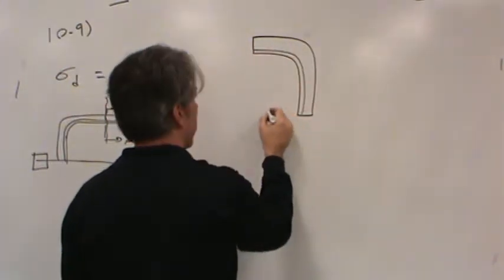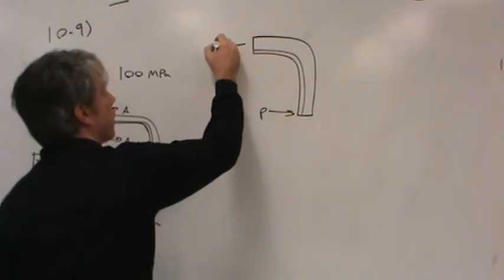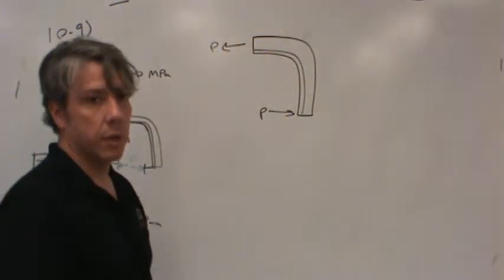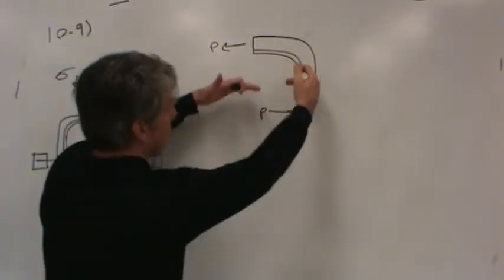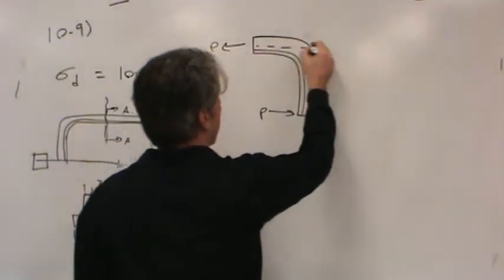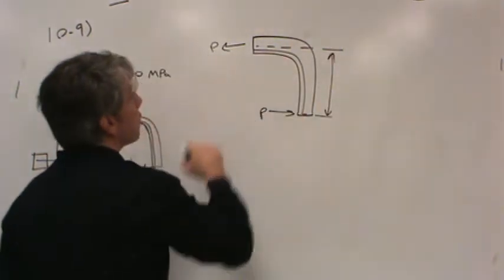We've got essentially a load P here. Well, then we must have a load P like that, equal and opposite, right? What else is going to happen? There must be a moment, because look, now we've got a force couple. So this height is really important. That's the moment arm of P.